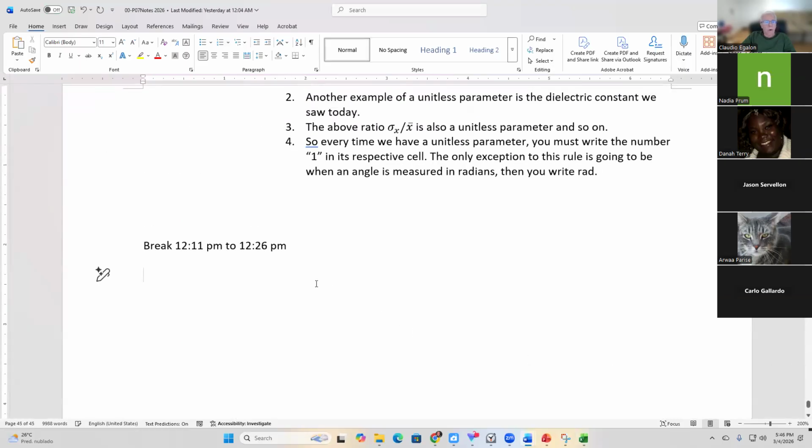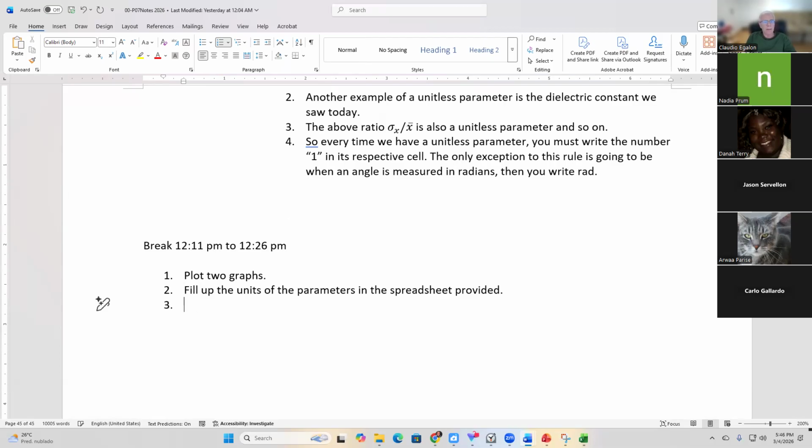So what you have to do? 1, plot 2 graphs. 2, fill up the units in the table, in the spreadsheet. The units of the parameters in the spreadsheet provided. Okay. 3, what else do we have to do? Now, I want to cover that today. It doesn't look like I have time, okay?